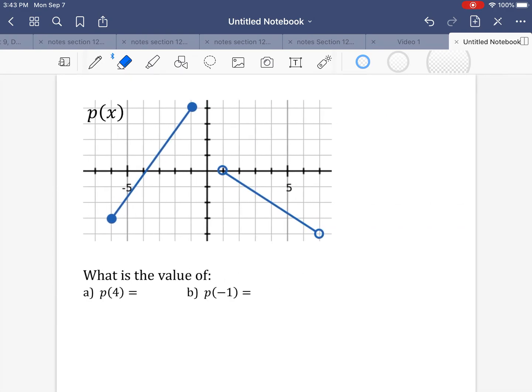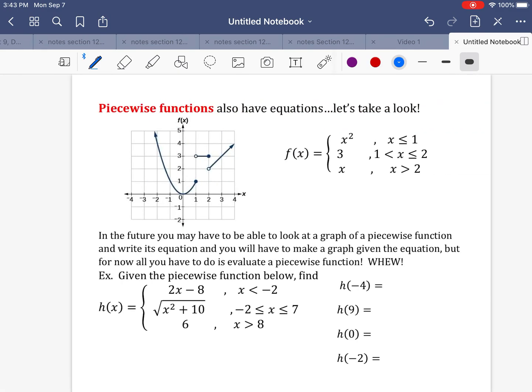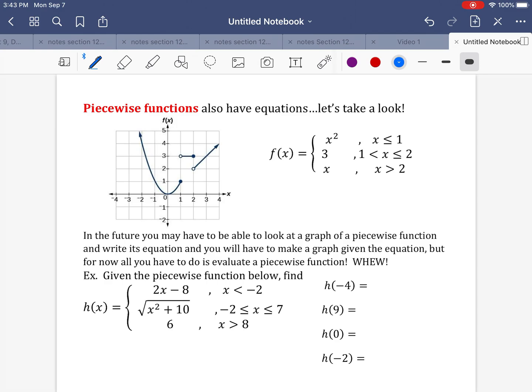Alrighty. So now I want you to do these two. Find me those two answers. All right, so P of 4. So here's 4 over here. And there's my graph right there at negative 2. And then negative 1, there's my graph right up here at 1, 2, 3, 4. 4, so I use each part.